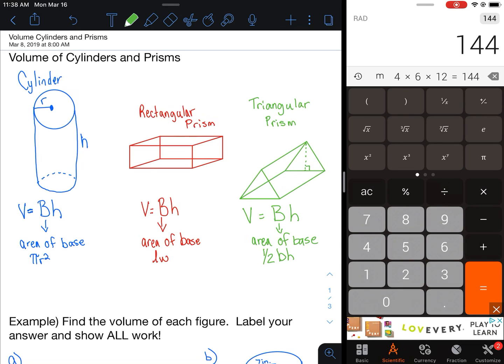Today we're going to work on volume of cylinders and prisms. I went ahead and drew an example of a cylinder, a rectangular prism, and triangular prisms. Those are the ones that we're going to work with according to 8th grade Indiana state standards.